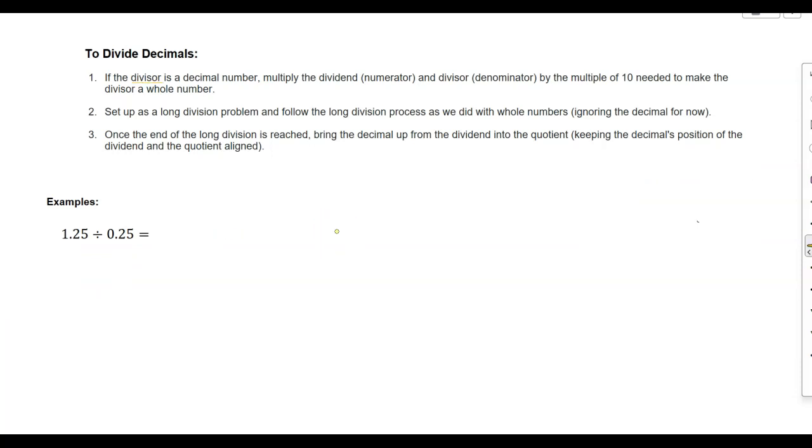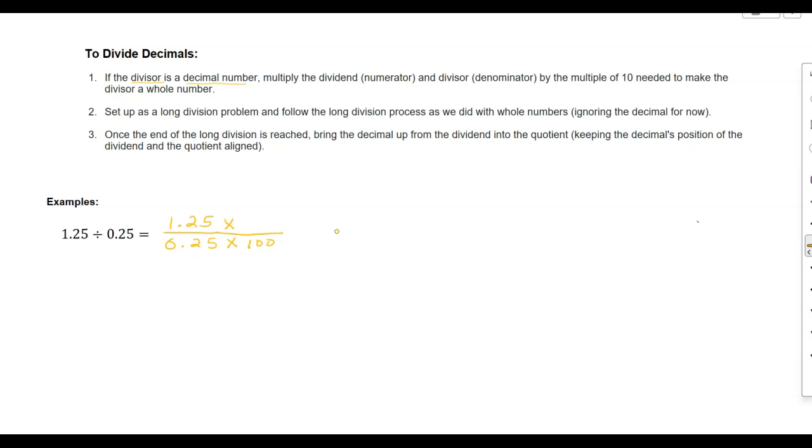If our divisor is a decimal number, if it's not a whole number, we want to choose the multiple of 10 that we could multiply by our dividend and our divisor. That would make this divisor a whole number. If you multiply something by 100, that decimal place will move 2 places to the right. If we multiply our denominator by 100, right, that'll move this decimal place to the right.